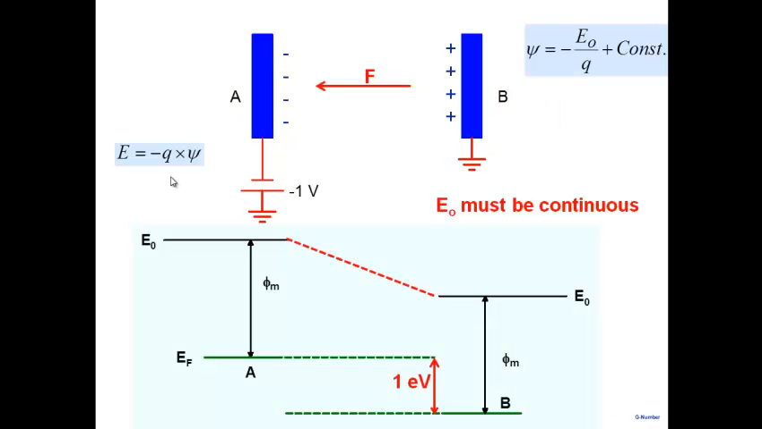Now let's look at another interesting case. So far I've said the metals are the same, right? Now let's suppose I take two different metals. For example, let's say this is gold, and this is, let's say, aluminum. Gold's work function is close to 5 eV. Aluminum's work function is close to 4 eV. So roughly, this is gold here and this is aluminum here. Now I want to draw the energy diagram of this.